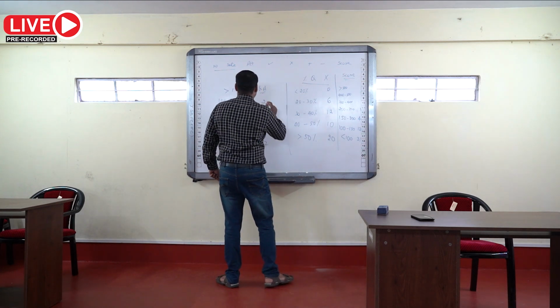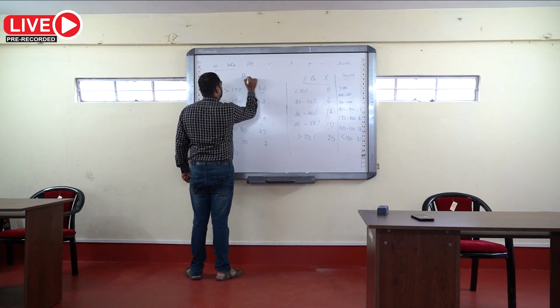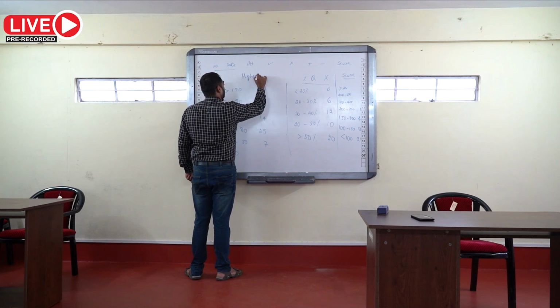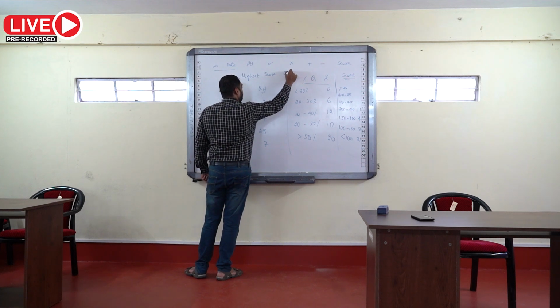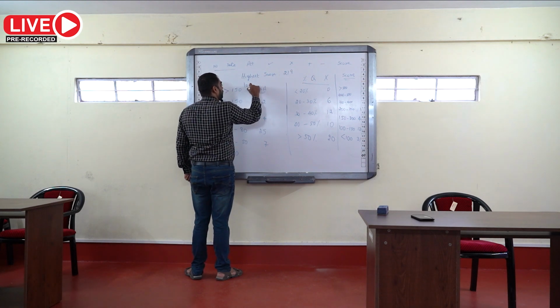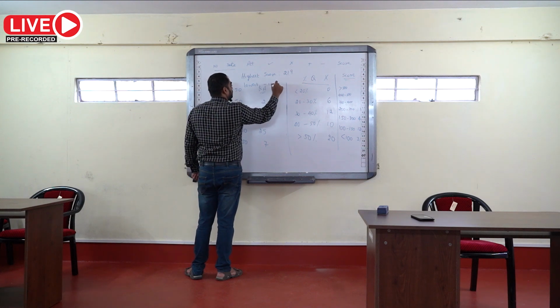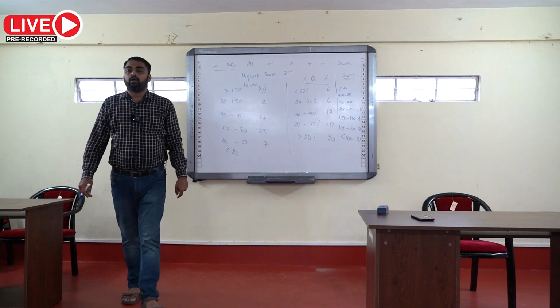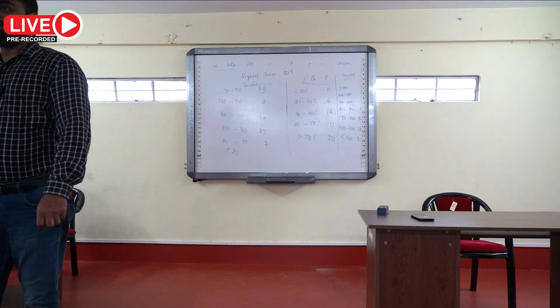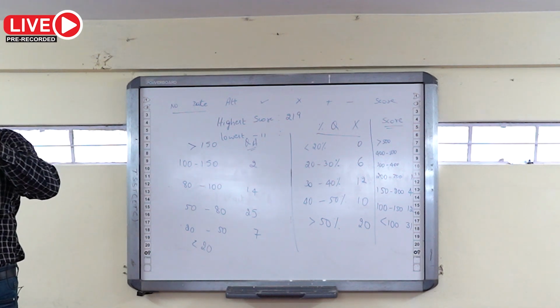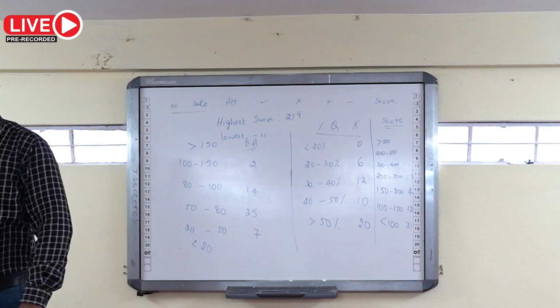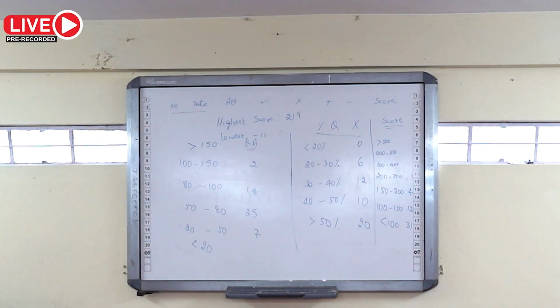So the highest score in this test is 219. What is the lowest score? Any score between 0 to 10. Don't worry, all of you will cross 600. We'll do a baseline study first. Alright, all of you will cross 600. Don't be ashamed of any score at this point of time.